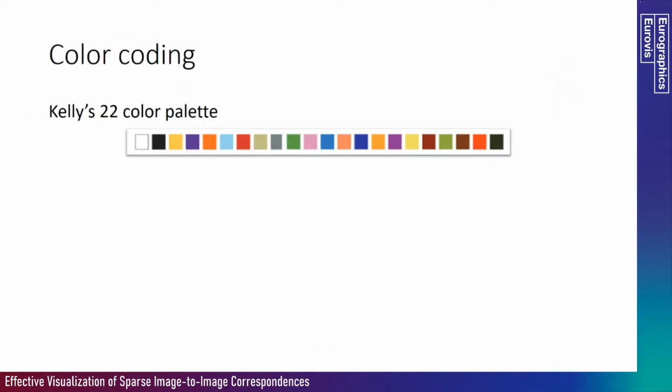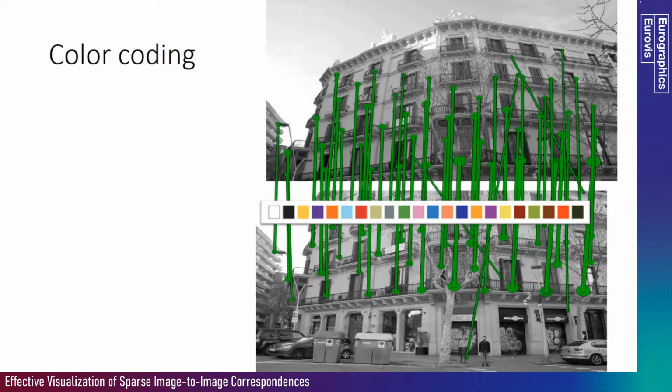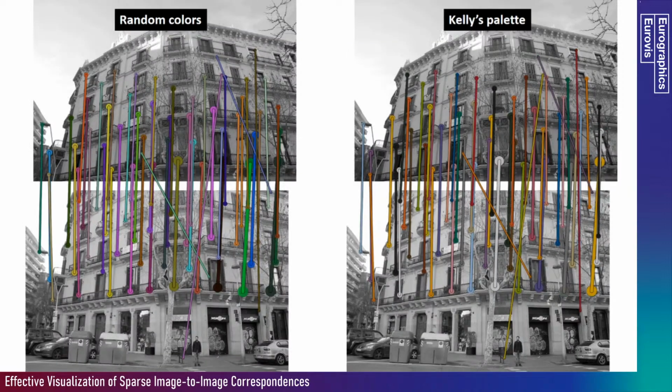We use Kelly's palette, which contains 22 colors of maximum contrast. We exploit the fact that all segments must go from one image to the other, and those must cross a shared axis. We thus compute the intersection of all segments with that axis and sort them according to their intersection point. Finally, we use this rank order to assign palette colors to segments. This figure compares different color mappings. Our strategy succeeds in assigning different colors to roughly parallel segments.